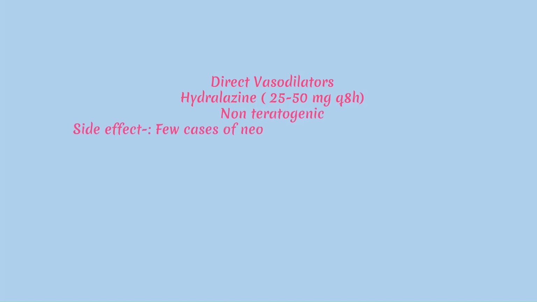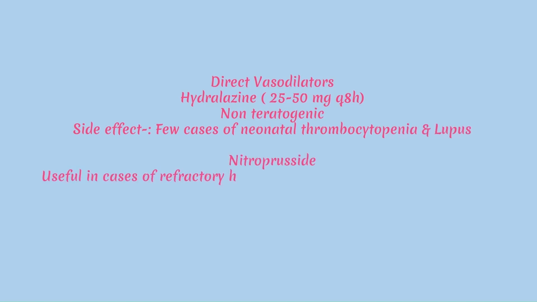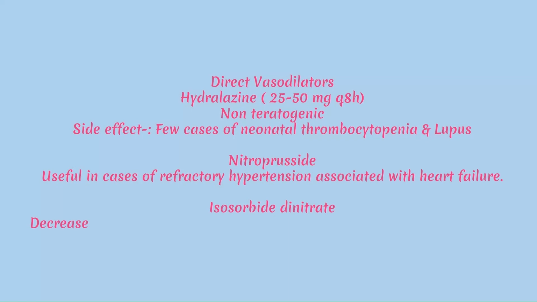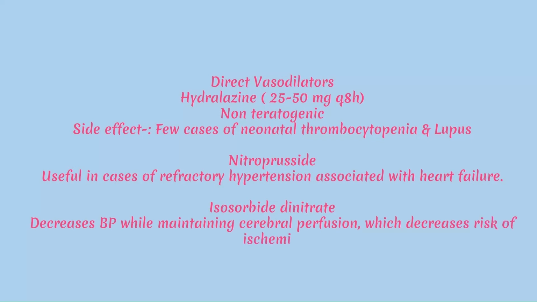Direct vasodilators. Hydralazine, dose 25 to 50 milligrams 8 hourly. Non-teratogenic. Side effects: few cases of neonatal thrombocytopenia and lupus. Nitroprusside is useful in cases of refractory hypertension associated with heart failure. Isosorbide dinitrate decreases BP while maintaining cerebral perfusion, which decreases risk of ischemia.